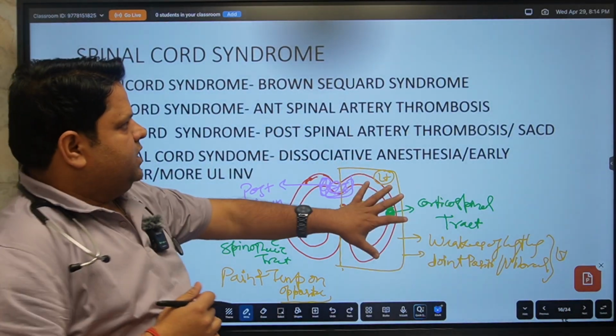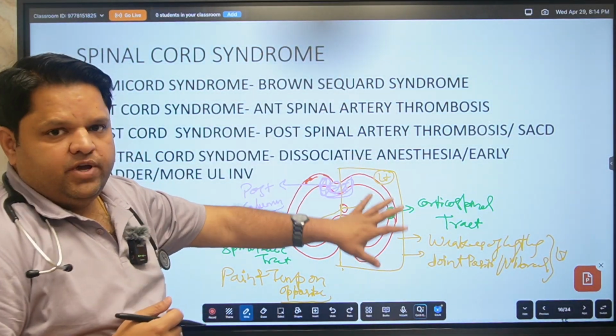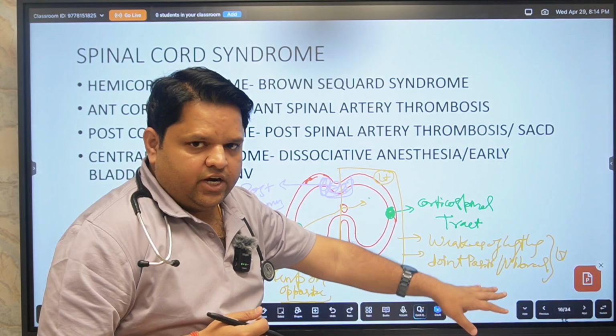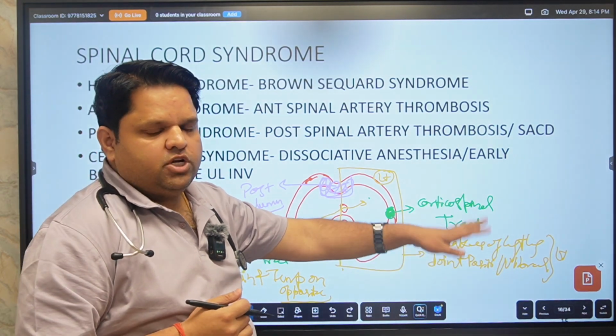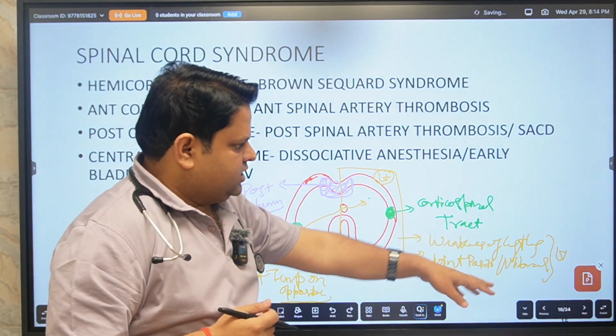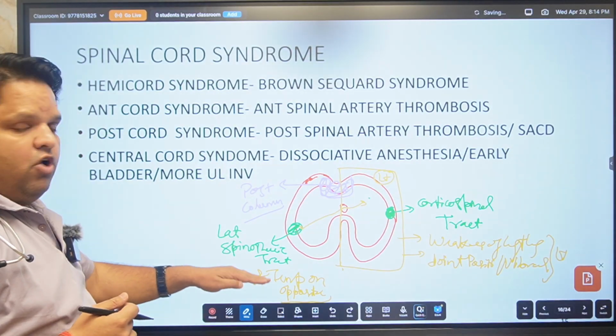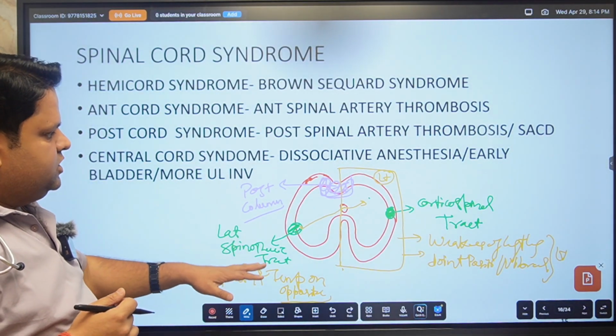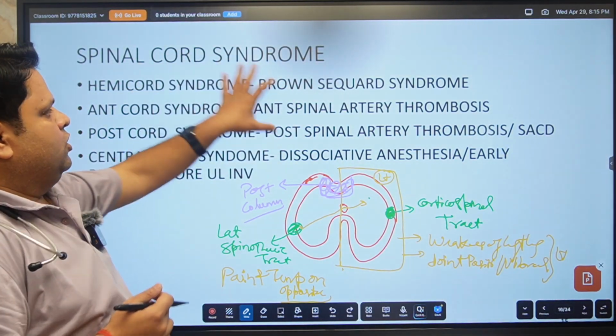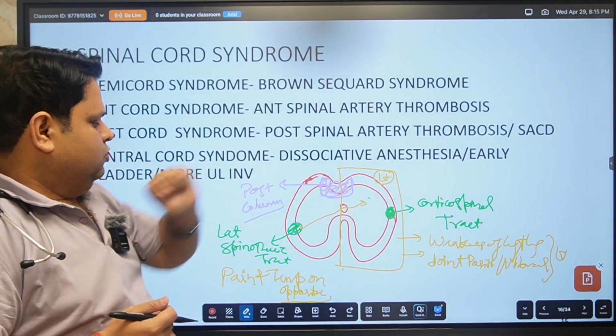So in hemicord lesion or Brown-Sequard syndrome, we get weakness of one side of the body with involvement of joint position, vibration and pressure sense on the same side of the body, but involvement of pain and temperature on the opposite side. This is the classical hemicord syndrome or Brown-Sequard syndrome.